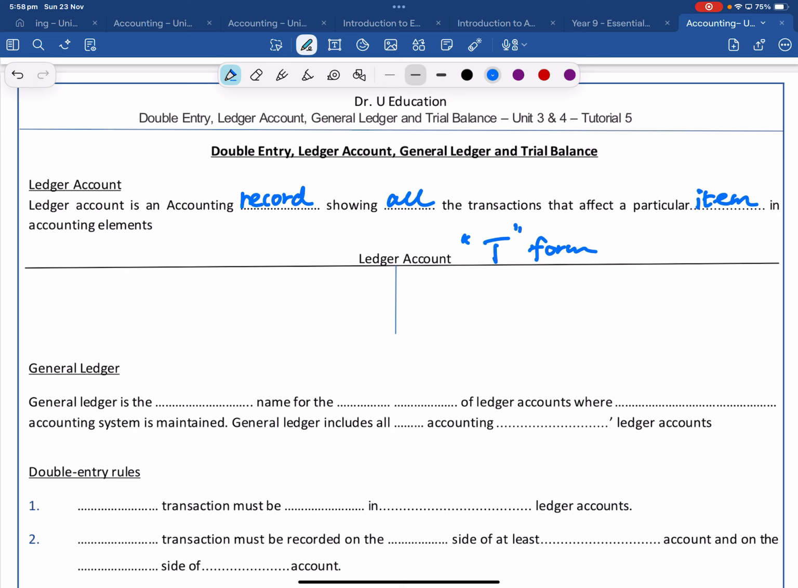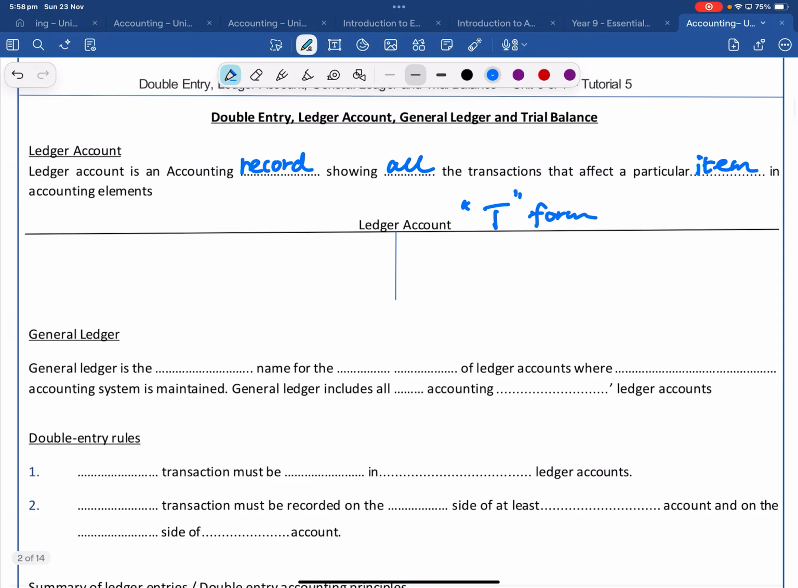All the items in both the balance sheet and income statement will have a separate ledger account, not the elements in the cash flow statement. So as a result, we might have hundreds of ledger accounts in a business.